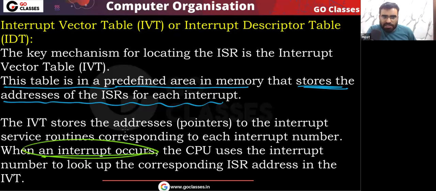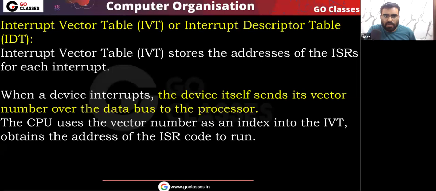Now whenever some interrupt occurs, what will happen? The CPU will use this interrupt number to check this IVT, this table, and from this table the CPU will find the ISR address. Is this clear? The CPU will find the ISR address using the interrupt number. So this is the concept. I hope you understood.